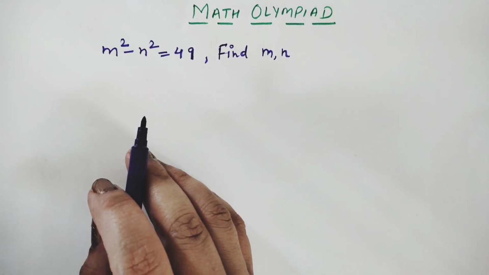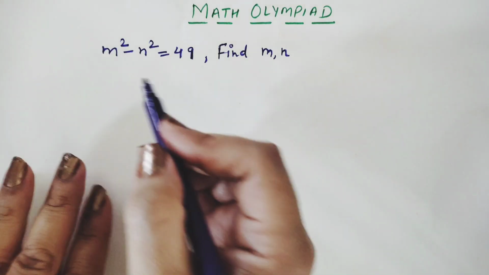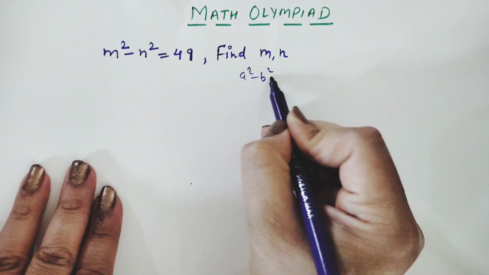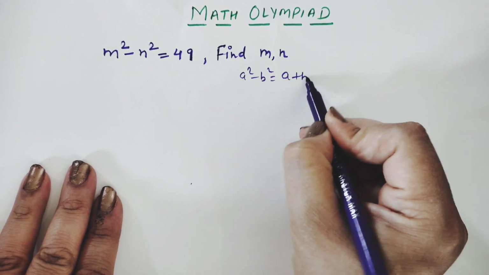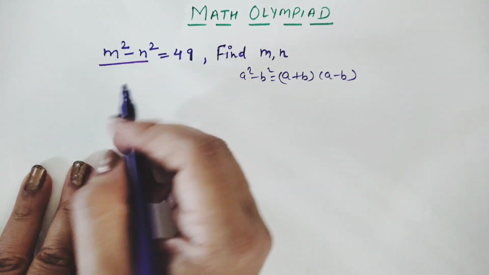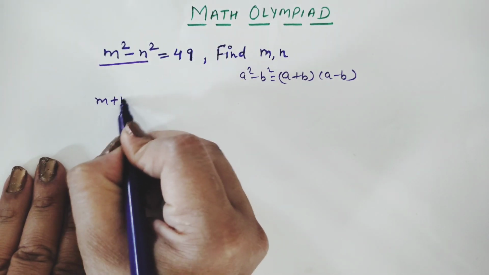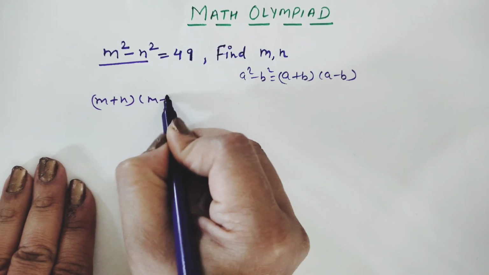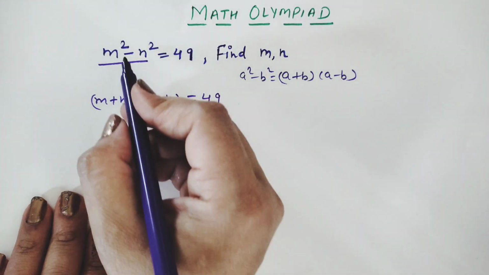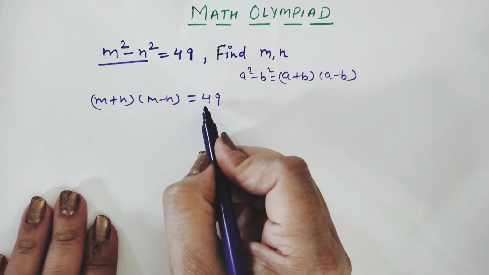First of all, we will focus on the left hand side. M square minus n square, we are using the identity of a square minus b square, which says a plus b, a minus b. So m square minus n square is m plus n, m minus n, equals 49. We will split this left hand side as m plus n and m minus n equals 49.